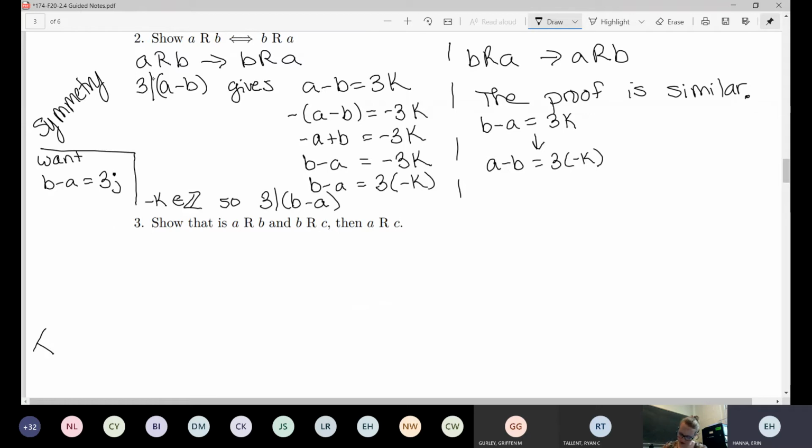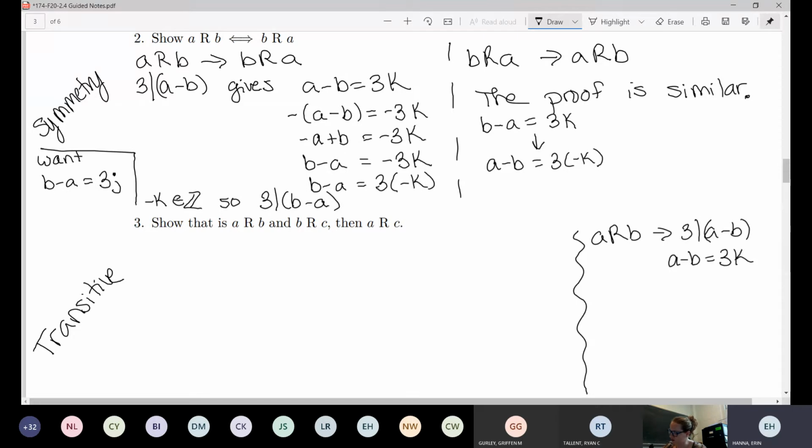So this is transitive. Let me come off to the side for this one really quick. So we have that A is related to B and B is related to C. So we have A is related to B, so 3 divides A minus B. So A minus B equals 3 times something. We have B is related to C, so 3 divides B minus C. So B minus C is equal to 3 times, well, let's do K sub 1 and K sub 2.